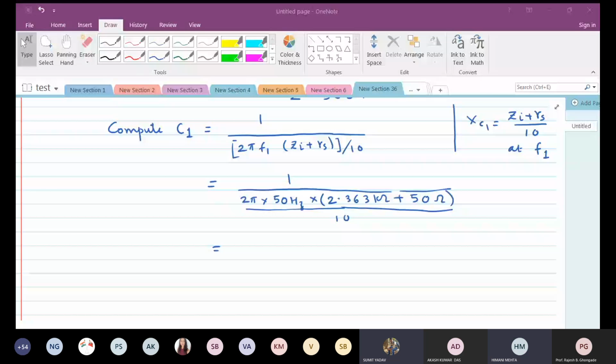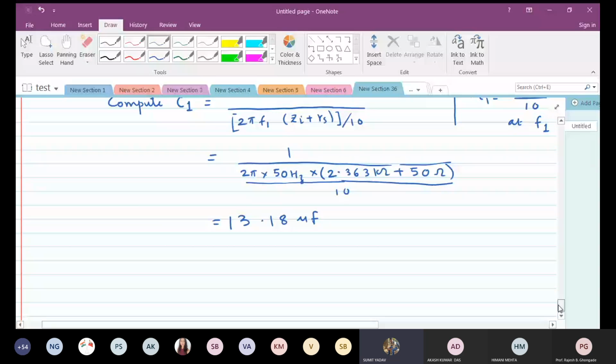13.19 microfarad. Yeah, somebody is getting a correct value of 13.18 microfarad. I am getting the same. All right. So this is where you lose most of the marks. You see, calculations, simple calculations.